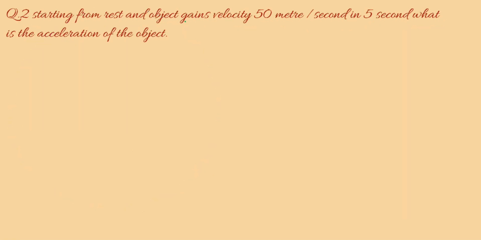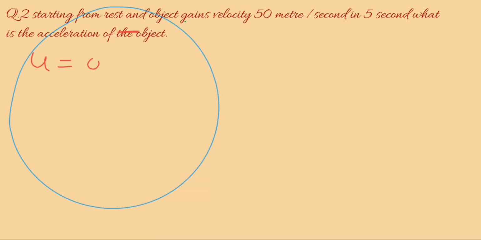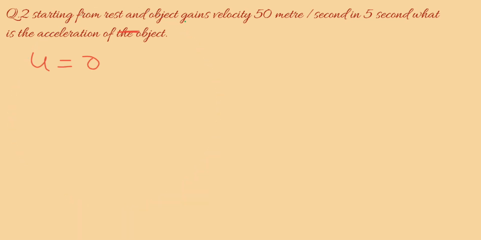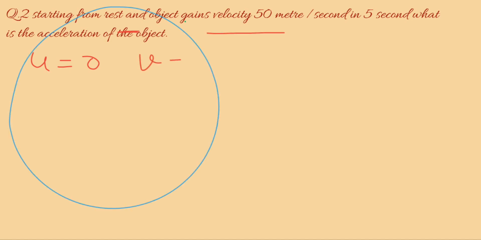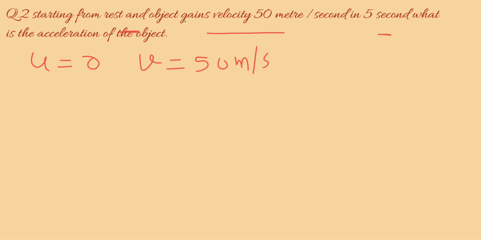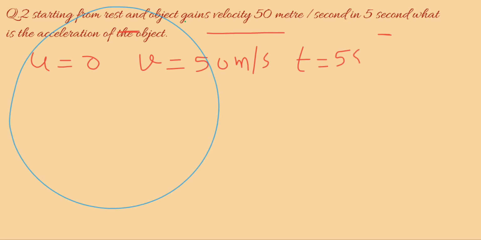See, this is question number 2. Starting from rest, an object gains velocity 50 meter per second in 5 seconds. So again, we will write U. Starting from rest is given. That means initial velocity is 0. If we are at rest, we have no initial velocity. The object gains velocity. That means the final velocity V is given, 50 meter per second. Now in 5 seconds, so time is given, 5 seconds.